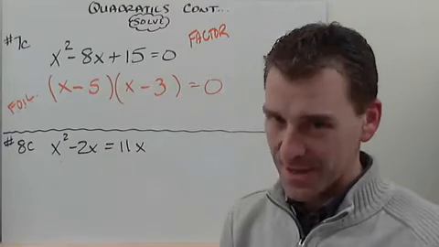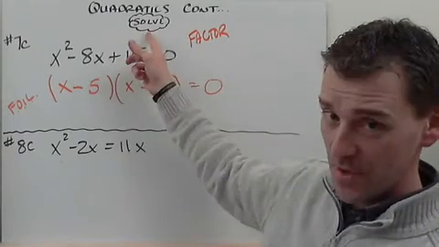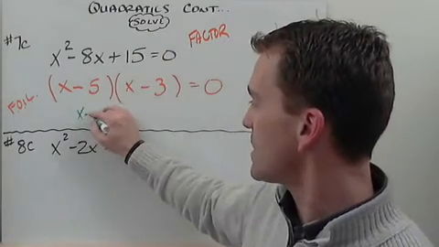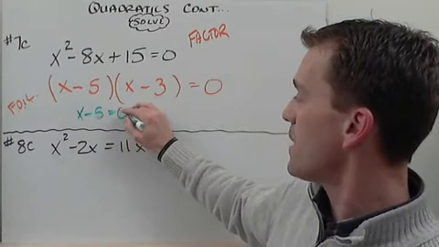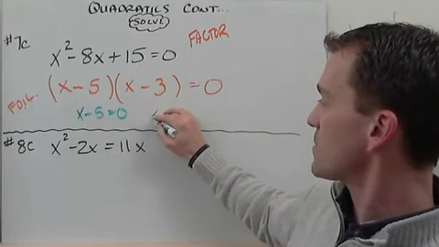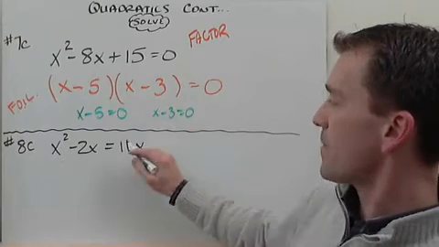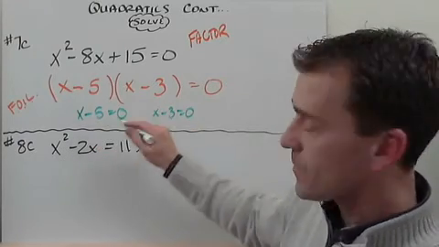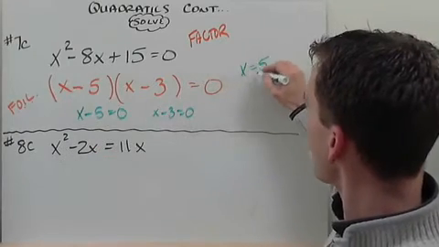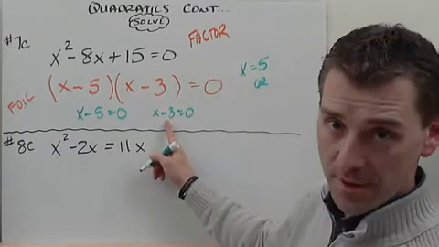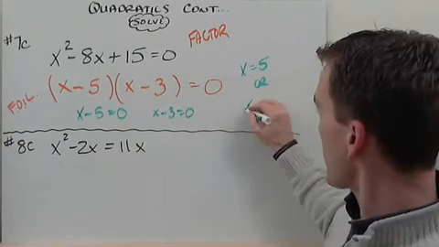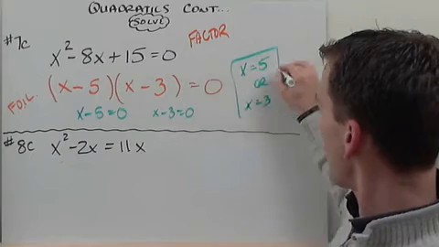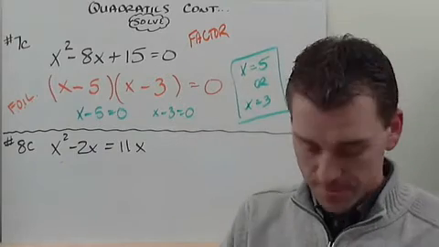That's factored. But that's not the answer, because the question says solve. So I'll take this thing, I'll use the zero product property again, set that equal to 0, and I'll take this one, set it equal to 0. So I get my two answers. When I add 5 to both sides here, I will get x equals 5, there's one answer. Or, when I add 3 to both sides of this one, it gives me x equals 3. So there are your two answers for that.